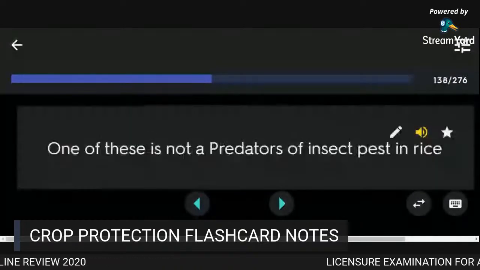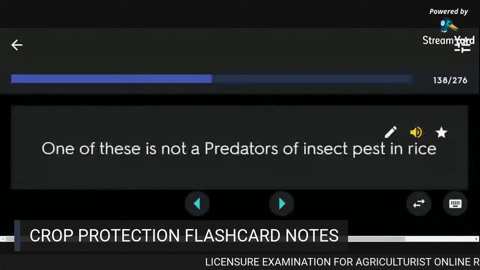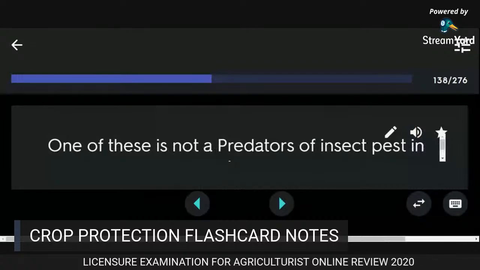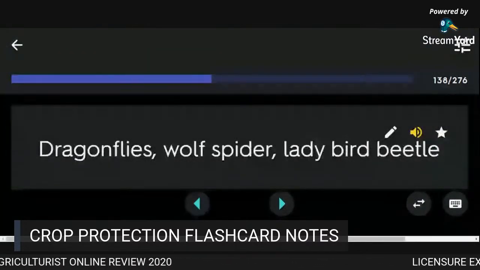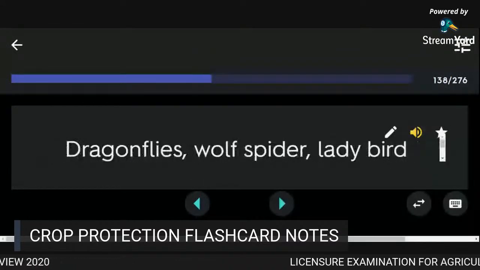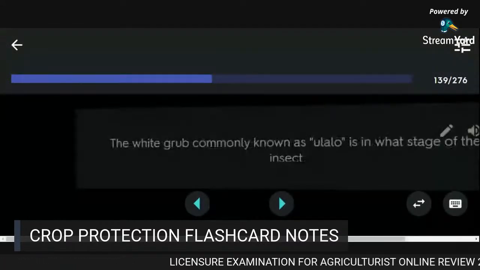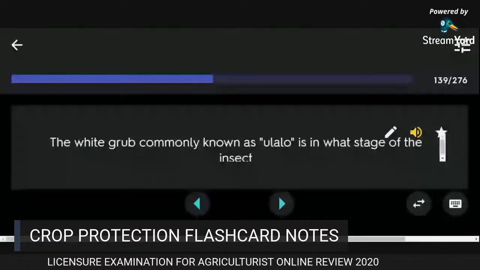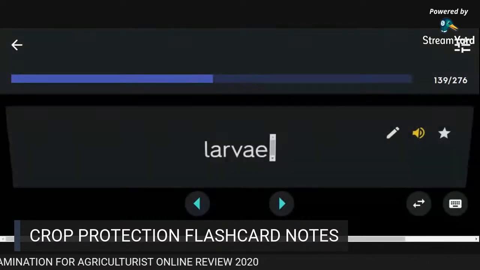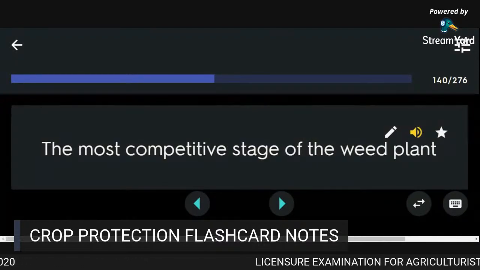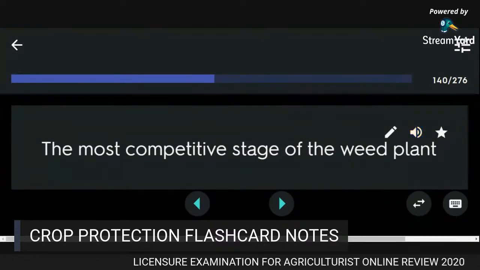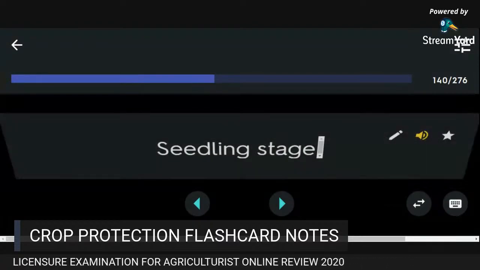One of these is not a predator of insect pest in rice: dragonflies, wolf spider, ladybird beetle. The white grub commonly known as uod is in what stage of the insect? Larvae. The most competitive stage of the weed plant. Seedling stage.